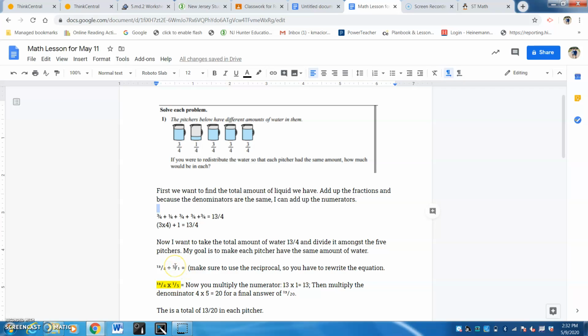Notice how the 5 was on top here in the numerator, and now it's in the denominator. And now instead of division, I'm using multiplication. Now I just multiply the numerator straight across. 13 times 1 is 13. And I multiply the denominator straight across. And 4 times 5 is 20. For a final answer of 13/20. So there is a total of 13/20 in each picture.